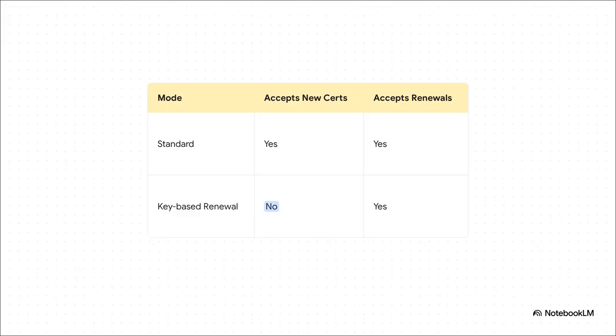But, and this is a big but, there's a really important trade-off here. When you configure the service to run in this special key-based renewal mode, it becomes, well, highly specialized. It will only accept renewal requests from devices that already have a valid certificate. It's going to flat out reject any requests for brand new first-time certificates. This specialization is super important to remember, because it might mean you need to deploy more than one instance of this service for different jobs.